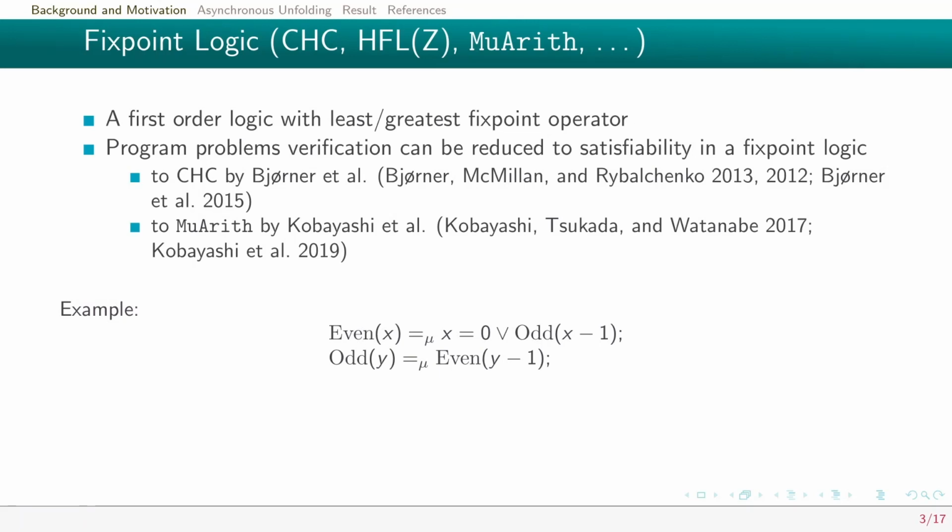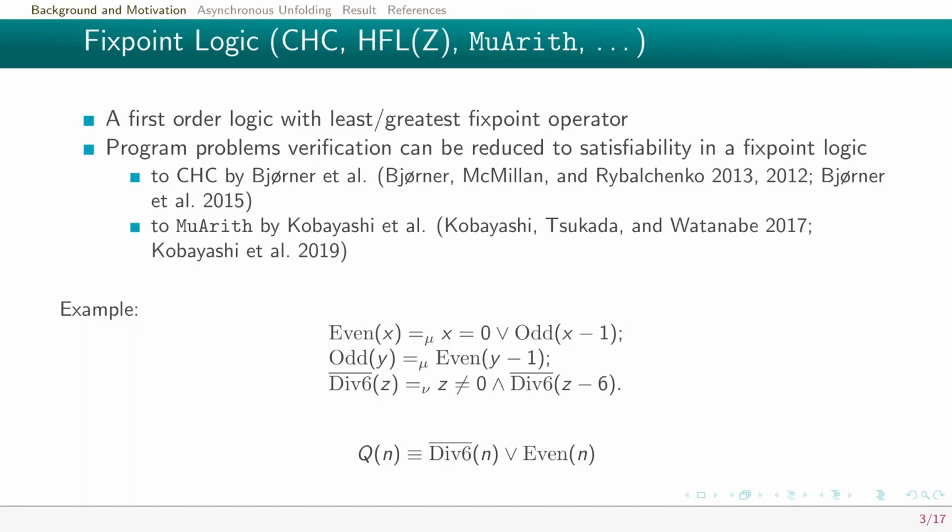Here is an example of a fixed point logic formula. First, even and odd are defined to be the least predicates that satisfy their corresponding equations. On the other hand, dual of diff 6 is defined to be the greatest predicate that satisfies its own equation. Here, even x means x is an even number. Similarly, odd y means y is an odd number. Diff 6 z is the negation of z is a non-negative number divisible by 6.